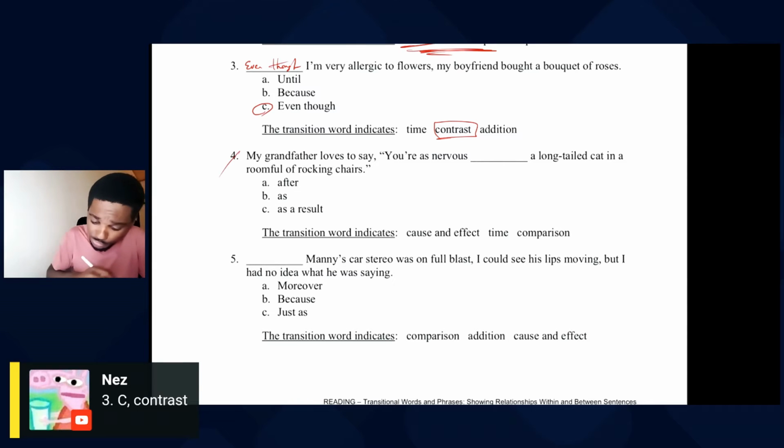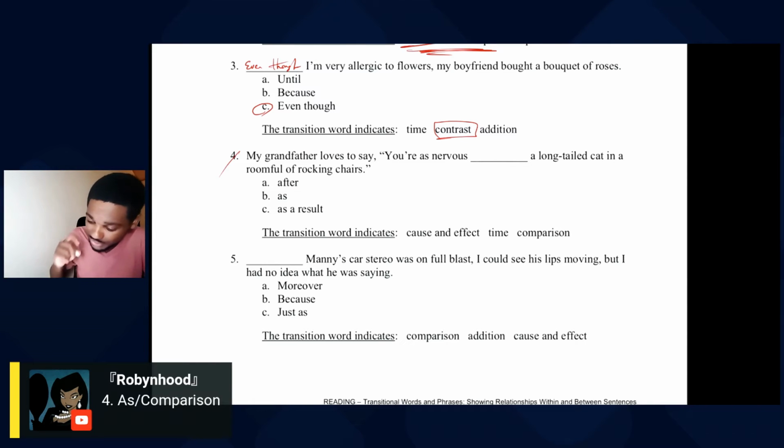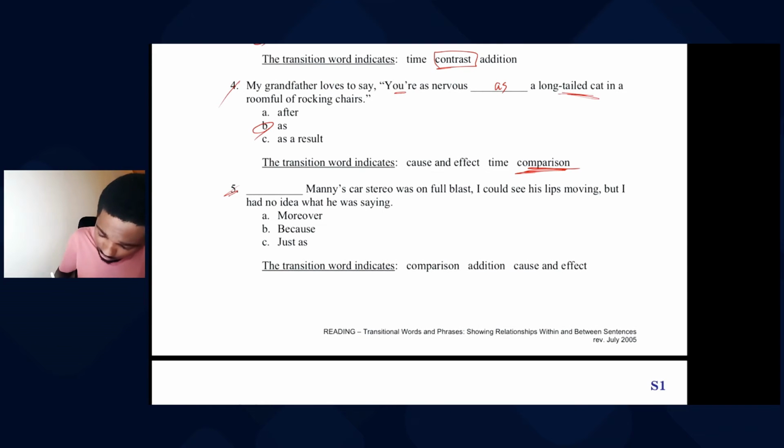Let's touch on 4. All right, number 4 is too easy. Let's not waste any time on it. This is just a simple simile as, and we're comparing you to the long-tailed cat, so it's a comparison. Pretty easy. All right, number 5. Because Manny's car stereo was on full blast, I could see his lips moving, but I had no idea what he was saying. Cause and effect. The cause is the stereo was on full blast. The effect, I couldn't hear what he was saying.